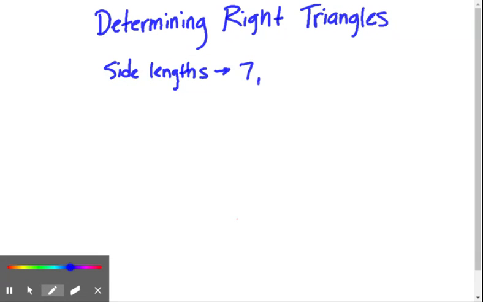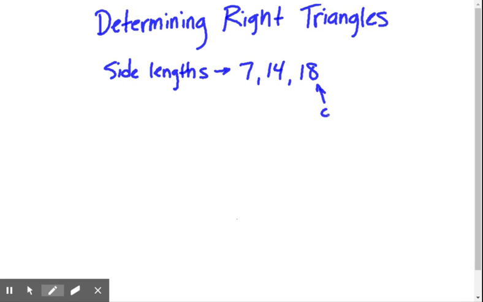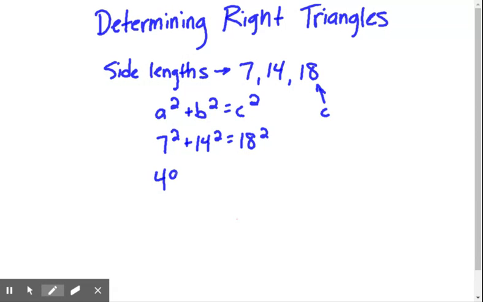7, 14, and 18. So remember, the longest side has to be C. It doesn't matter what A and B are. So let's see. Is A squared plus B squared equal to C squared in this case? Let's find out. Is 7 squared plus 14 squared equal to 18 squared? Okay. 7 squared is 49. 14 squared is 196. And 18 squared is 324. Is 49 plus 196 equal to 324?